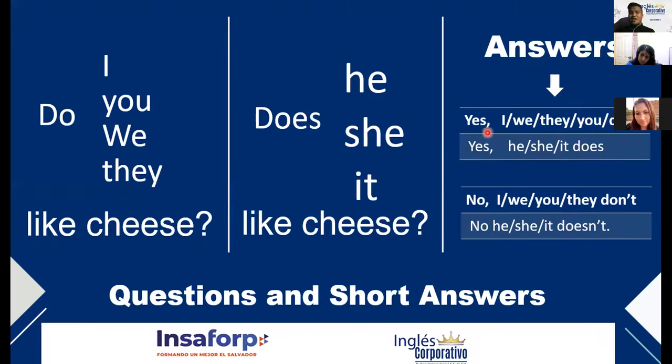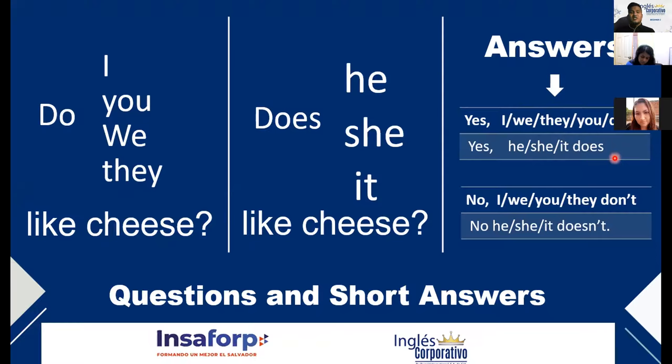So for the answers, for the short answers, para las respuestas cortas, bien fácil. Podemos decir yes, utilizando el pronombre, then the pronoun, and after that, the auxiliary. So I can say, yes, I do. Yes, we do. Yes, they do. Yes, you do. Or if it is a third person, you can say, yes, he does. Yes, she does. Or yes, it does. That is for the short answer, para la respuesta corta.